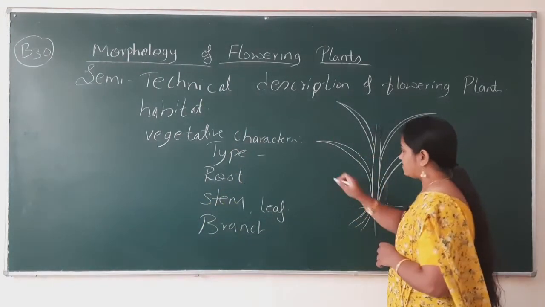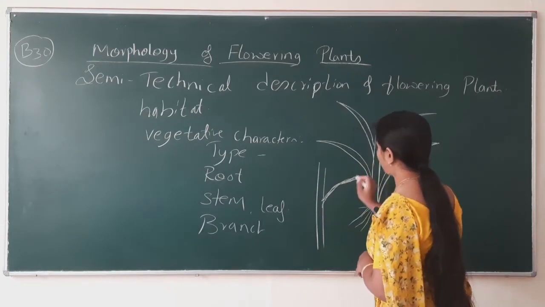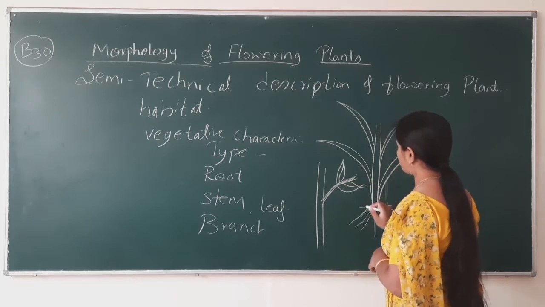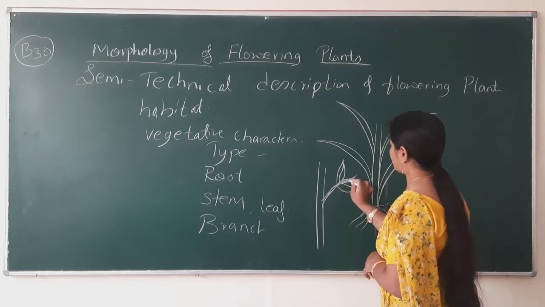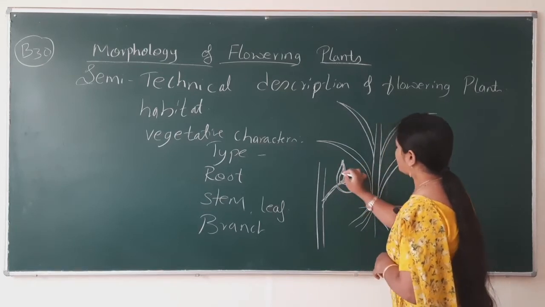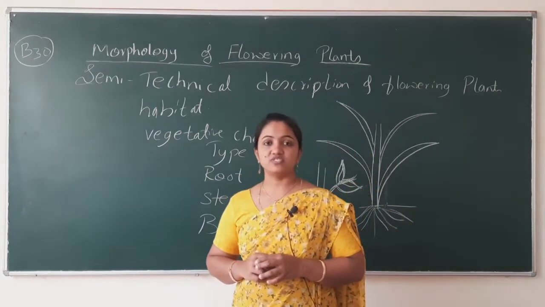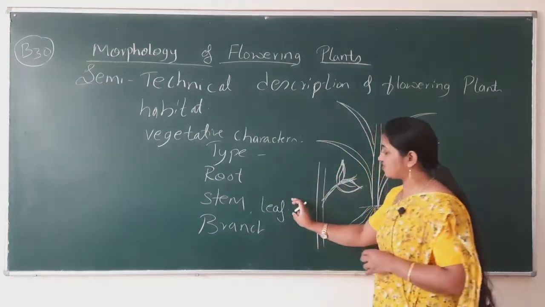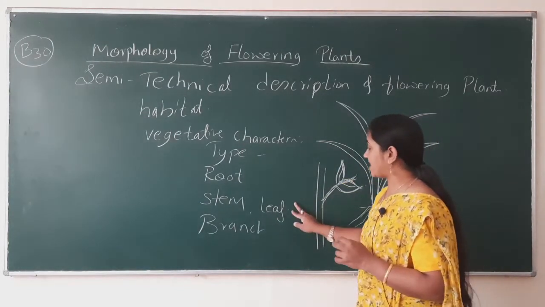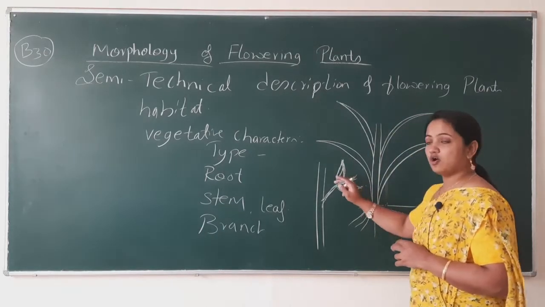So if in this branch the leaf is oppositely arranged, one leaf is lying here, one more leaf is lying opposite to this. So this type of arrangement is opposite. The arrangement of leaf is known as phyllotaxy, my dear students. The type of phyllotaxy is opposite.